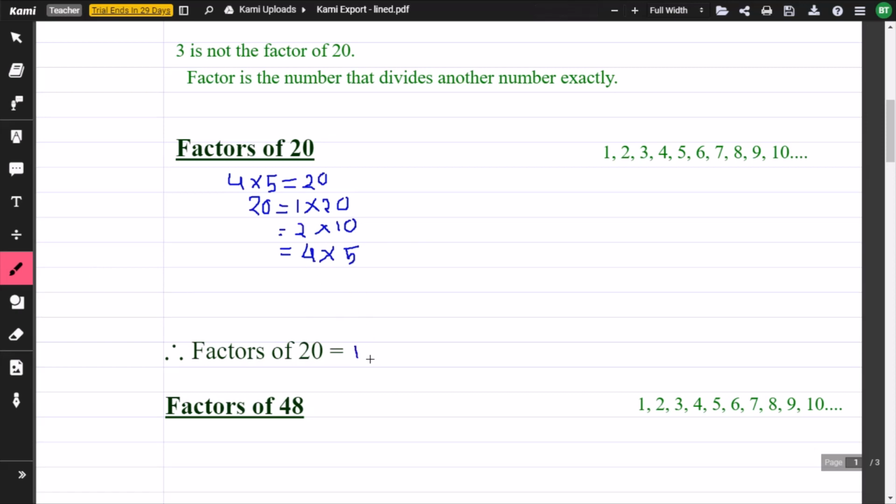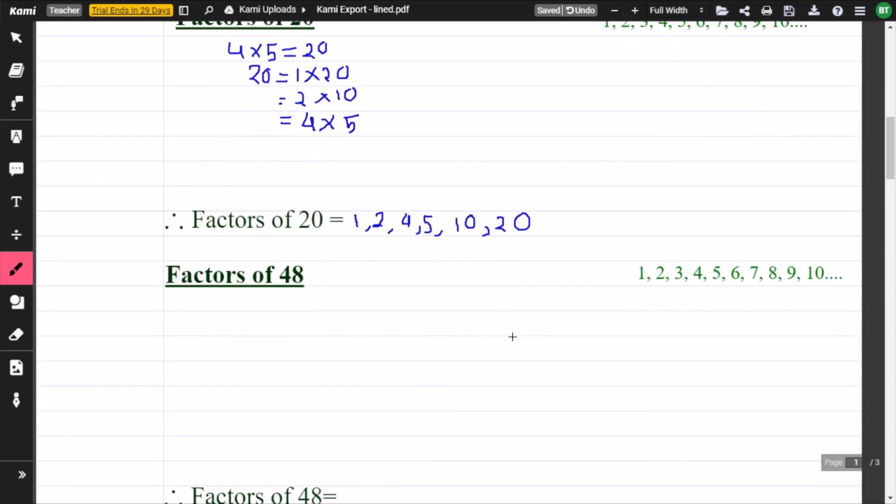So these are the factors of 20. They are 1, the next number is 2, third one is 4, fourth one is 5, the next is 10, and another is 20. So these are the factors of 20. 20 is exactly divisible by each of these numbers.